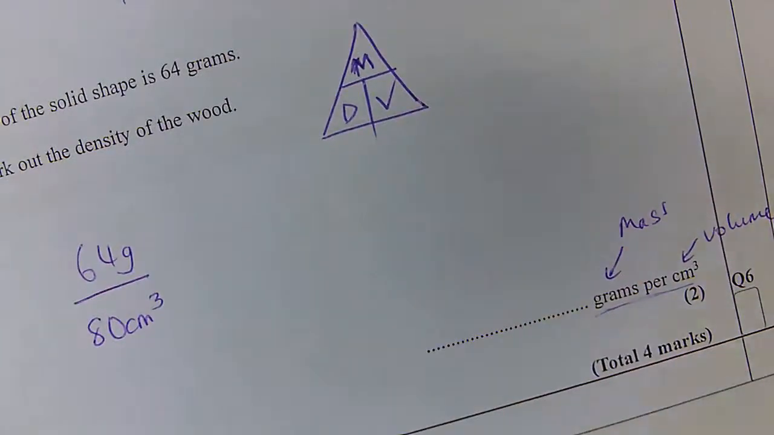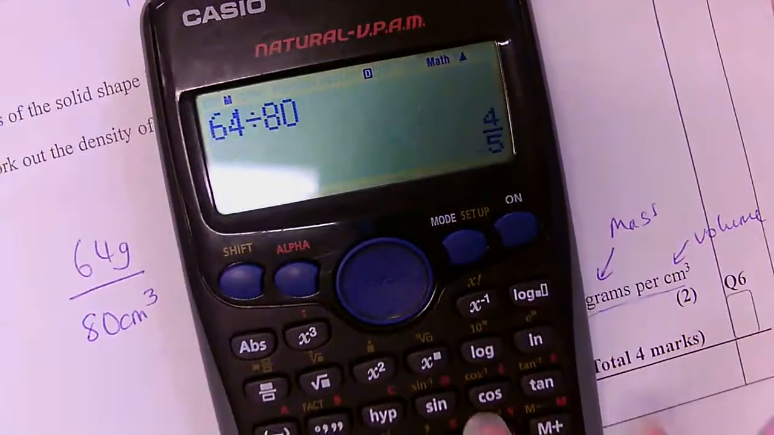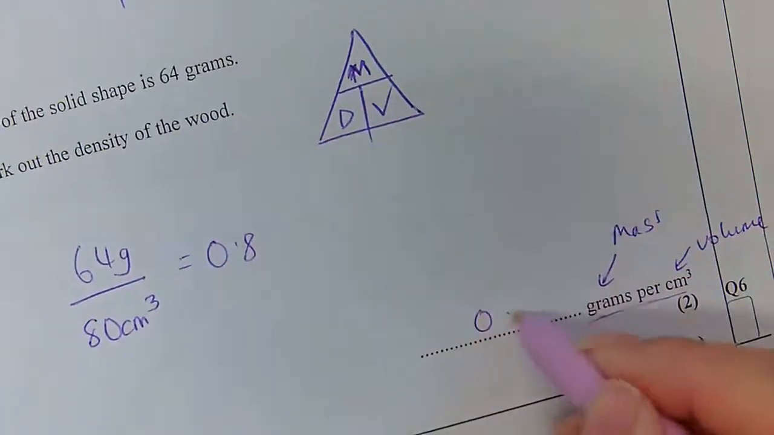So 64 divided by 80. I'm sure we don't need a calculator for that, but there you go. 64 divided by 80 gives me 4 over 5 or 0.8. 0.8 grams per centimeter cubed.